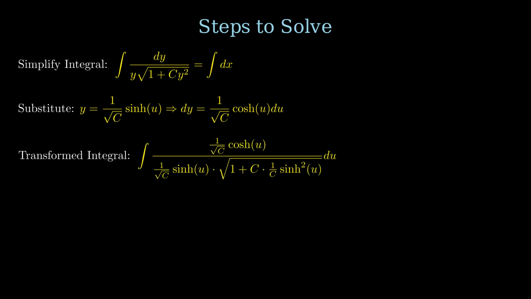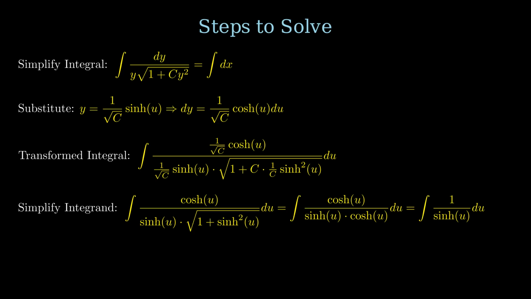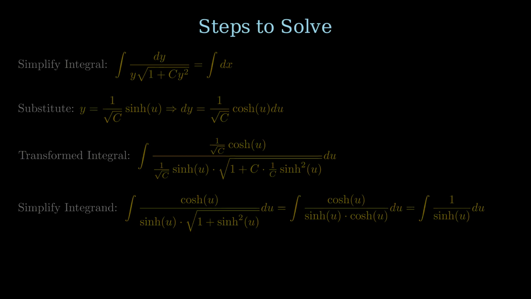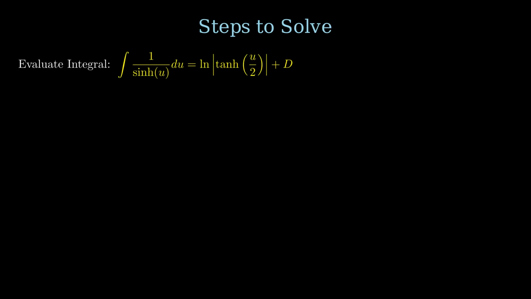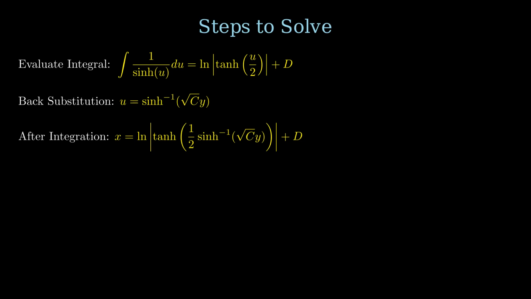We substitute into the integral using y equals sinh u over root c. Simplifying shows that the integrand becomes 1 over sinh u. The integral of 1 over sinh u is the natural logarithm of the hyperbolic tangent. We replace u with the inverse hyperbolic sine of root c times y. Integrating and substituting back yields the implicit solution.